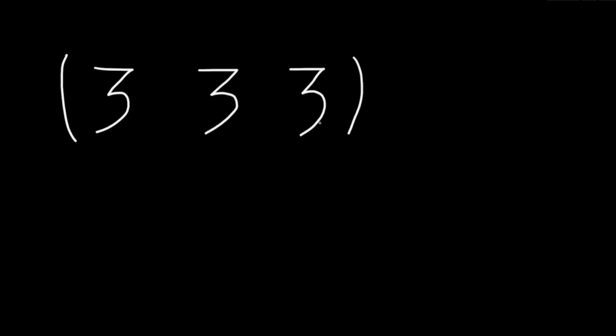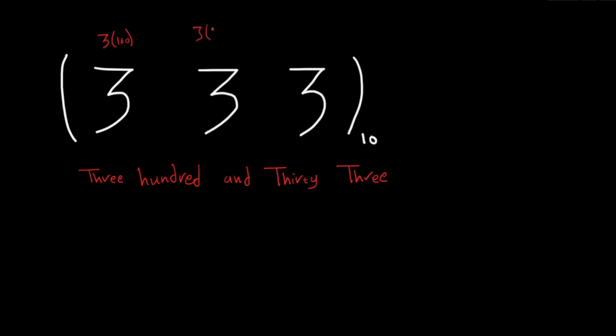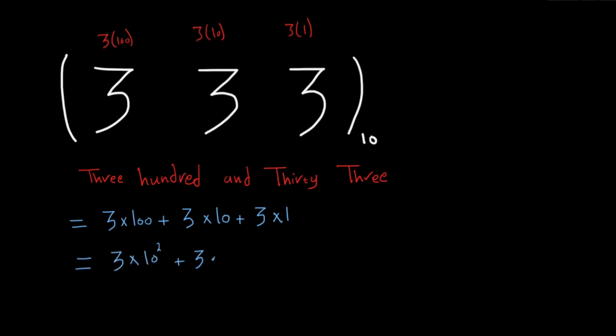Before we jump into conversion methods, let's take a look at how numbers are formed. For example, the number 333 in the decimal system. There is a reason why we call it 333. And that is, it is basically 3 hundreds and 3 tens and 3 ones. In math that looks like 3 times 100 plus 3 times 10 plus 3 times 1. And that equals 3 times 10 to the second plus 3 times 10 to the first plus 3 times 10 to the power 0. And that is the original form of it.